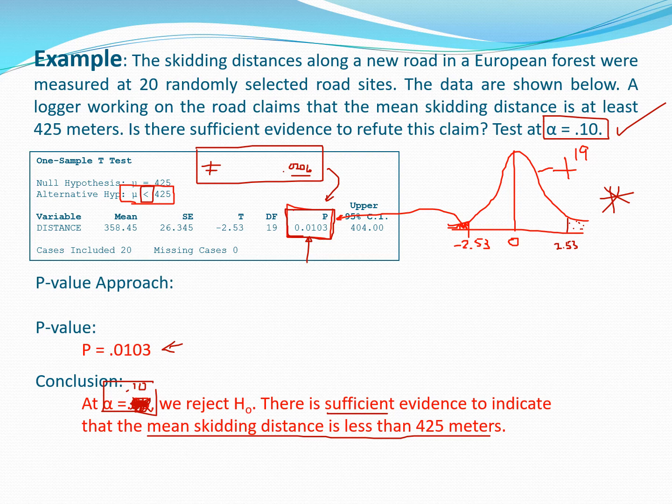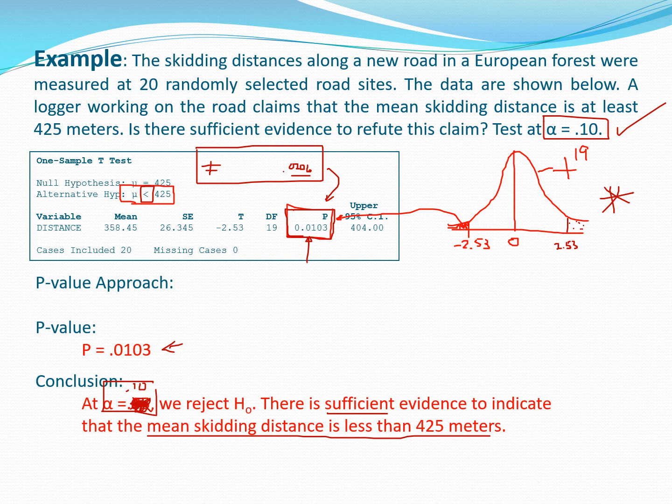P-values and rejection regions always get you to the same answer. Doesn't matter which approach you use. It's just, do you want to do the table work with the rejection region, or do you want to let the computer do the table work for you? That's the way I'm going to choose, if I can. All right, one more piece to this. The conclusion's the same as if we use a rejection region.